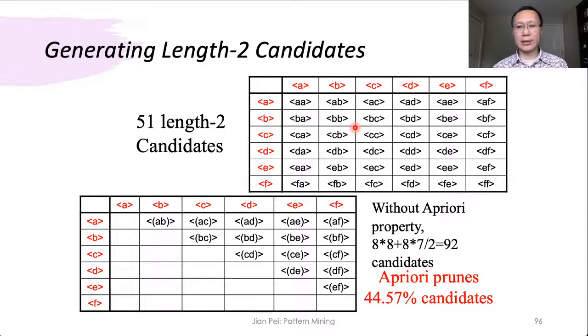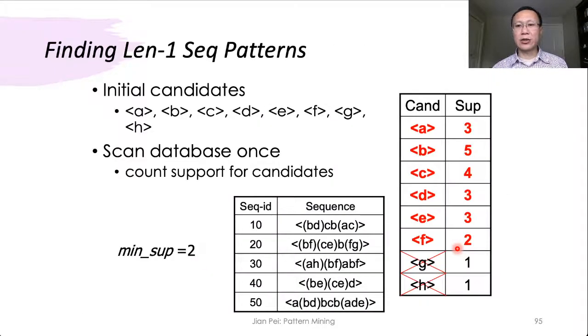You can see Apriori still helps us to prune a lot of candidates, because if we do not use Apriori, we will have 8 times 8 plus 8 times 7 divided by 2, that's 92 candidates. Why 8? Because in total we have 8 different possible items in the sequence database.